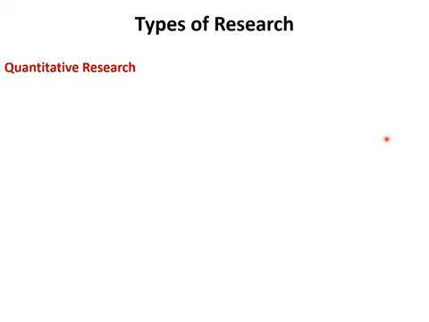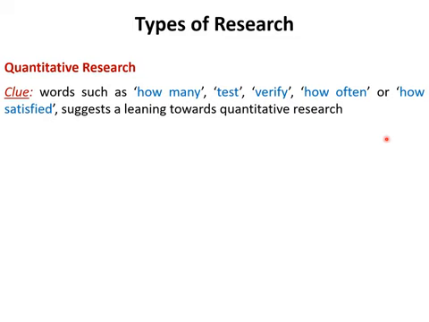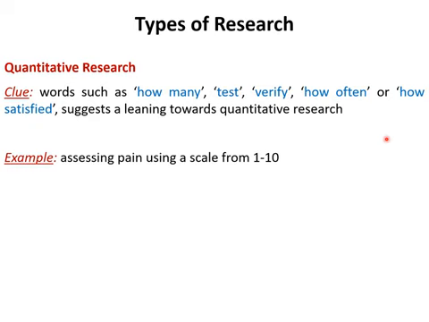For quantitative research, you will deal with words like how many, test, verify, how often, how satisfied. All these seem to you like measuring something. The same example of pain can be changed to quantitative by changing the pain into numbers. So you measure the pain in numbers, not in words. In this case, you can measure the pain and do statistical analysis. So it's not a matter of which one is better. It depends on your data, and every type has its drawbacks and its advantages.